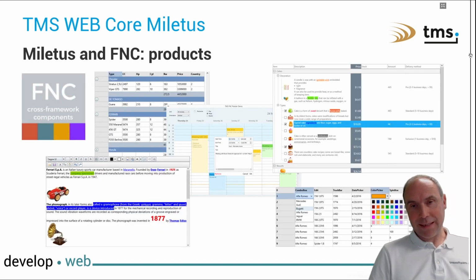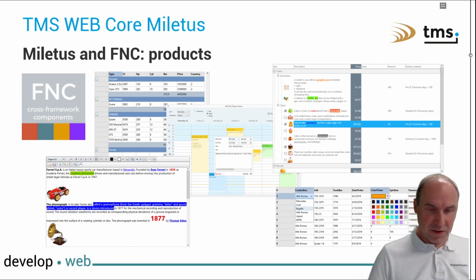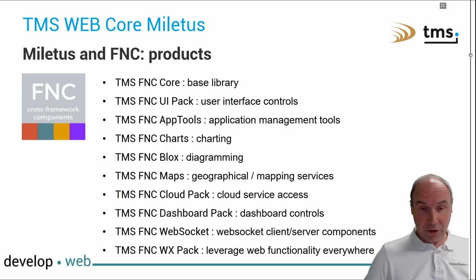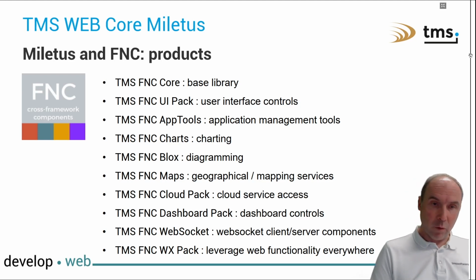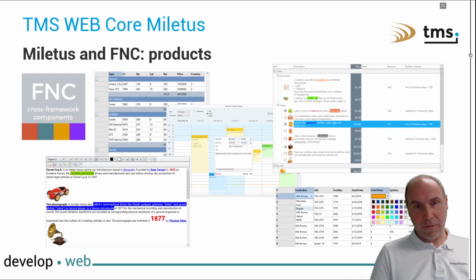And here you can see results of several visual controls. In this case, you can see a planner here, rich editor, grid, tree view, user interface controls that can be used everywhere, all the targets and all the frameworks. And this is an overview of the many different FNC products that have been created so far. You can find all these products on our website. All products have a fully functional trial version with which you can explore this rich functionality.